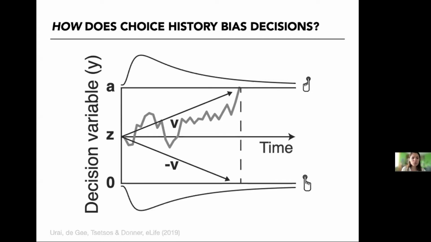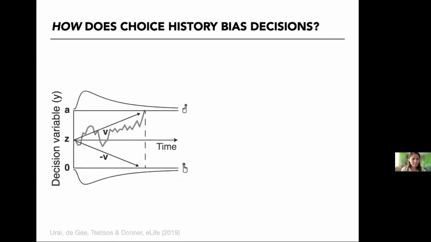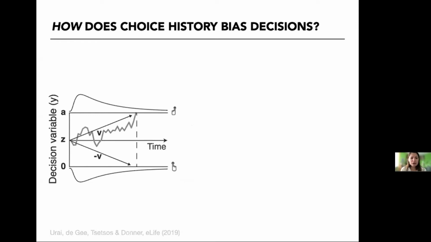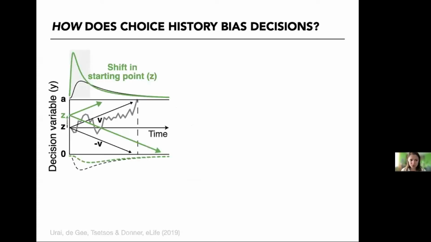And what I wanted to do is take this framework and see how we can explain the existence of these choice history biases that we see in perception. So if you think about biasing a choice towards a certain direction, let's say repeating the choice for up, if you've just said up before, then there are two ways to do it.